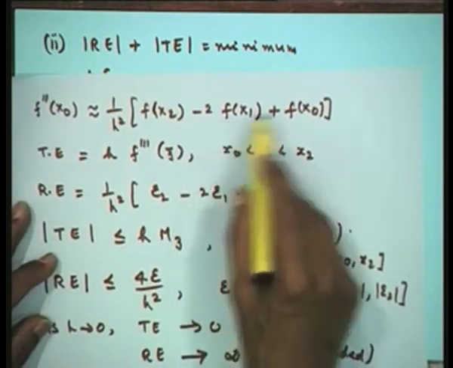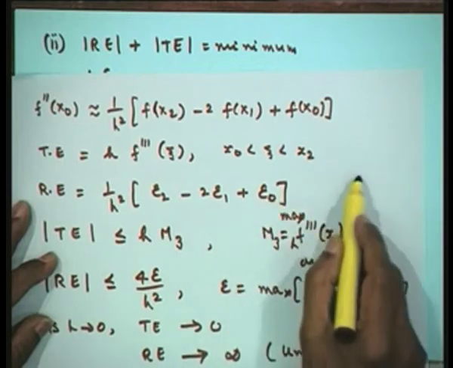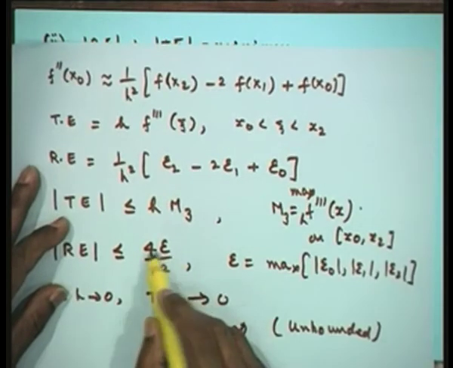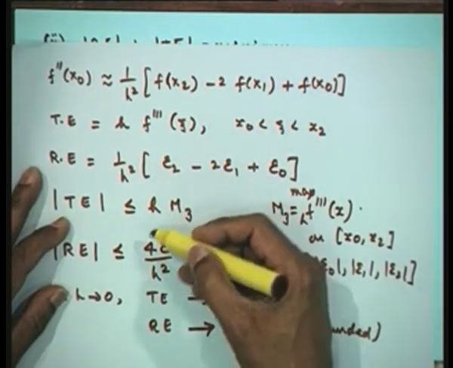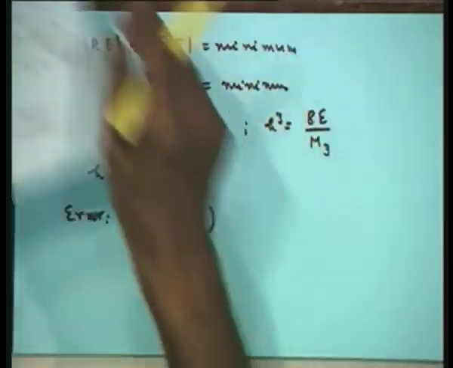But once I introduce more ordinates here, automatically I am introducing more round off error. So, instead of 4 epsilon it could become 6 epsilon. So, the factor that we are multiplying can go higher in this particular case.